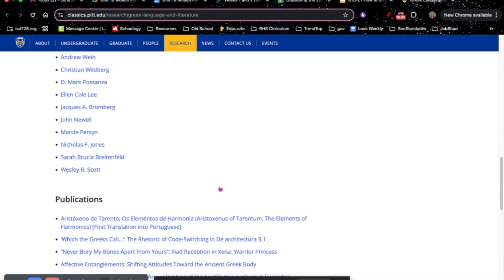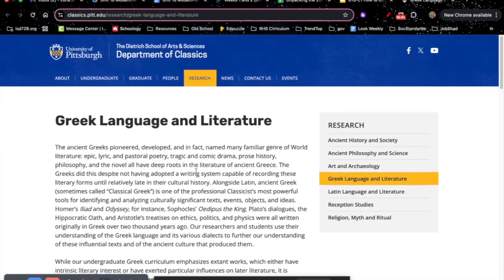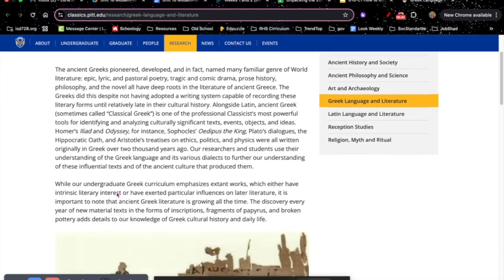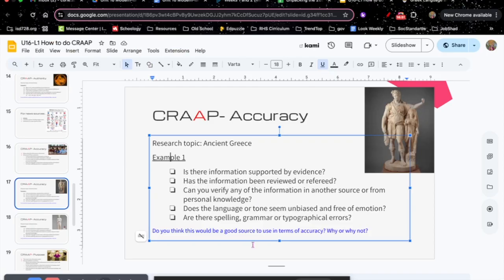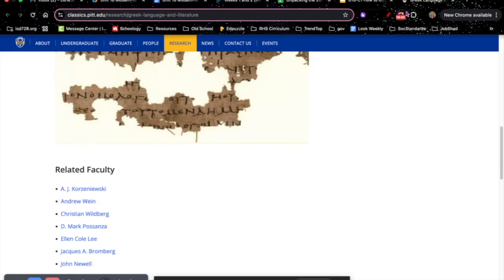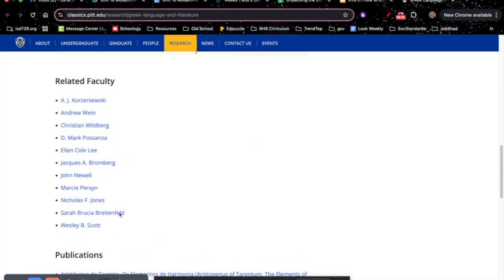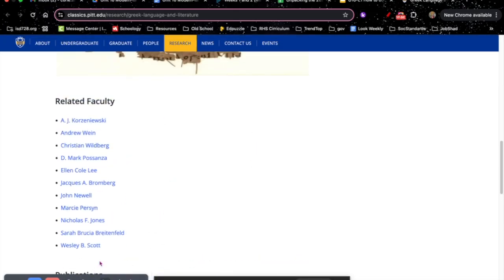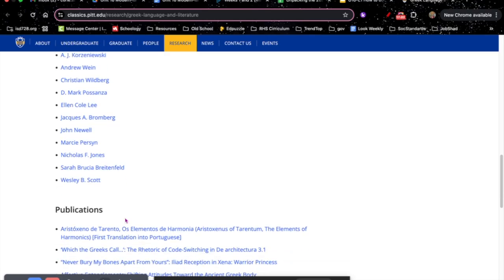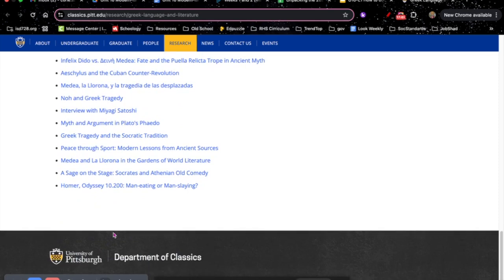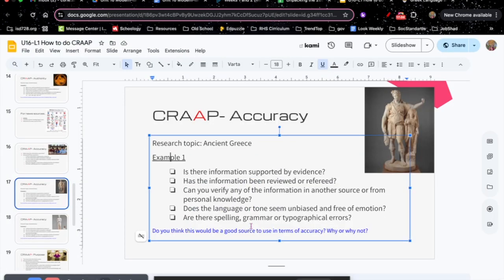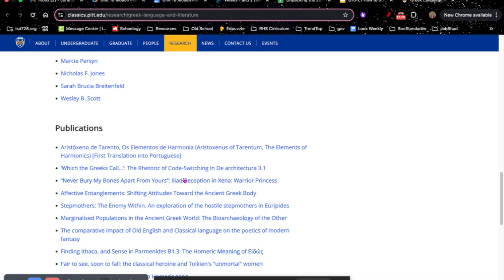So for this website here, this is the University of Pittsburgh, and it doesn't really say if it's been reviewed or refereed. So kind of hard to say. Can you verify any of the information in another source or from personal knowledge? Yeah, so it looks like it gives a list of the faculty. So I could probably click on them and they'll give me more information. And also all these publications down here. Oh my gosh, there's so many of them. So I'm going to say, yeah, you could verify the information using some of their publications.